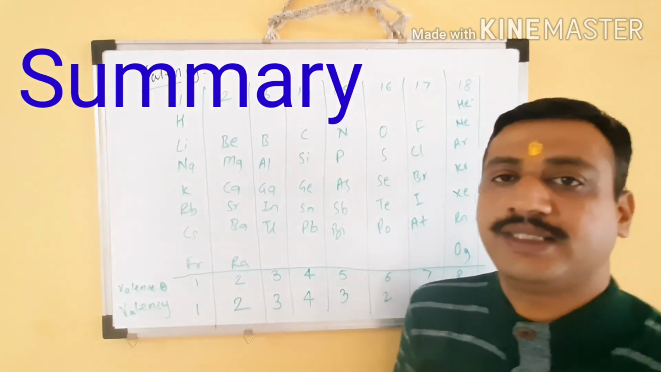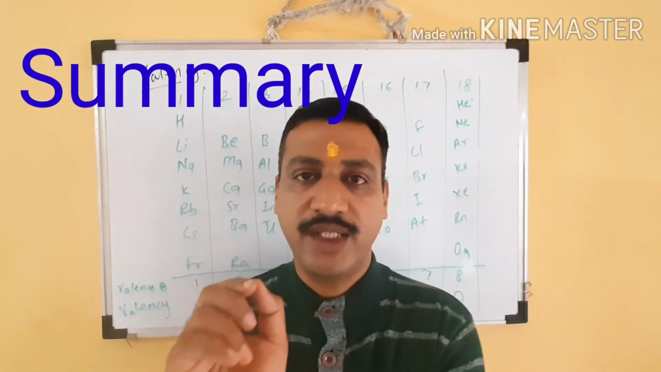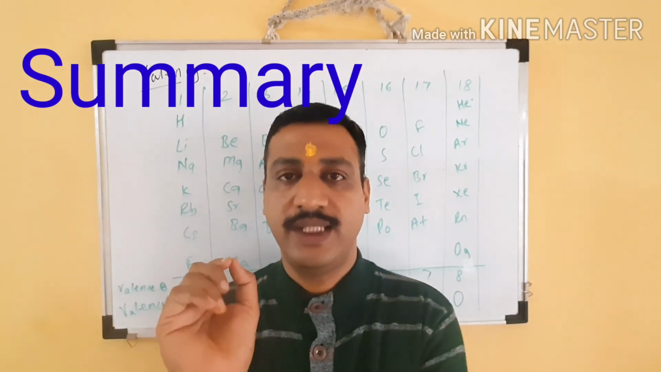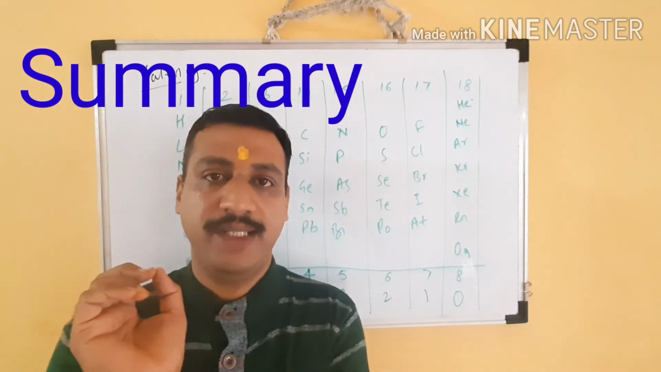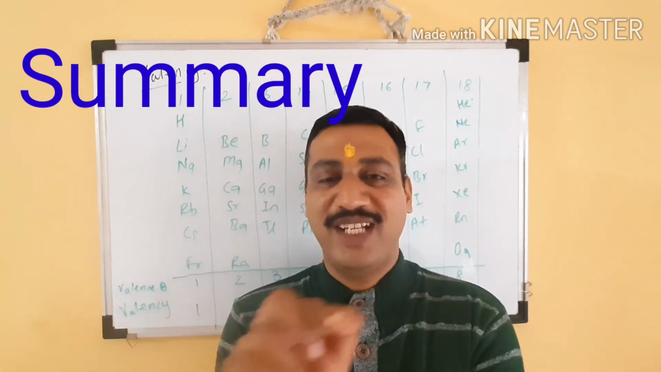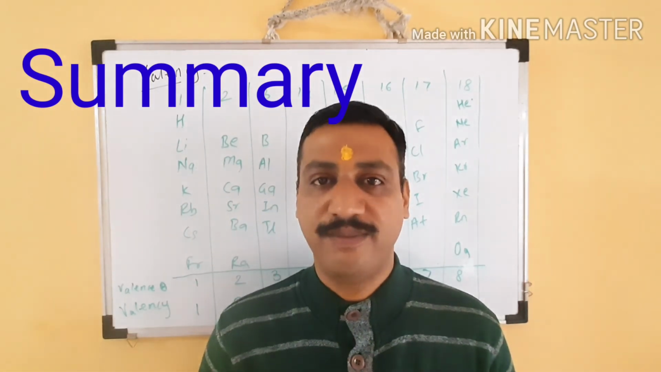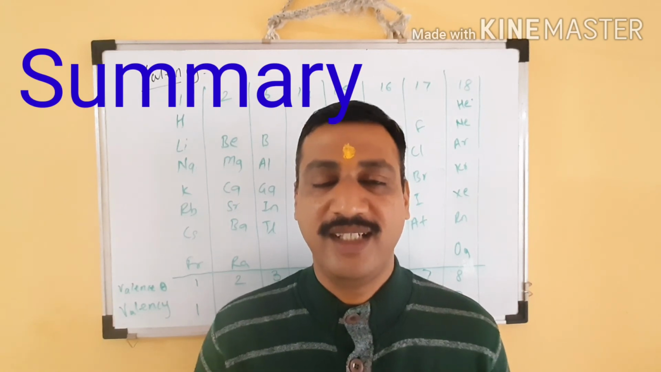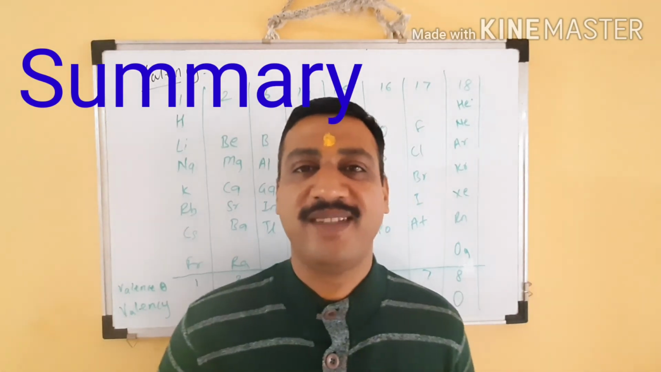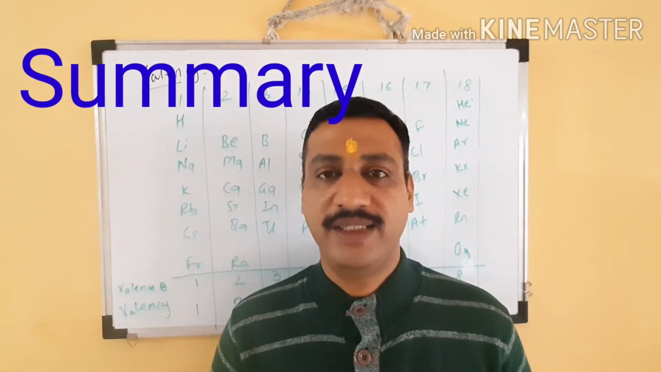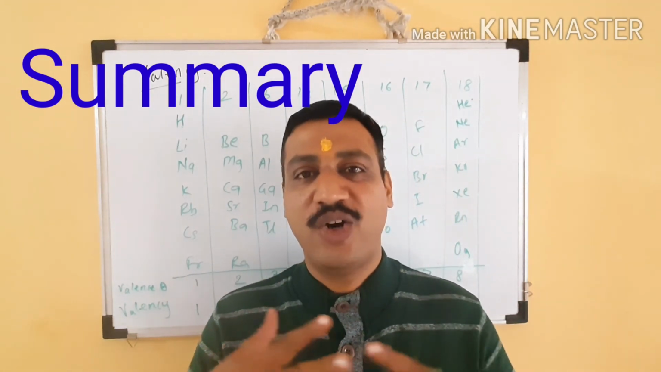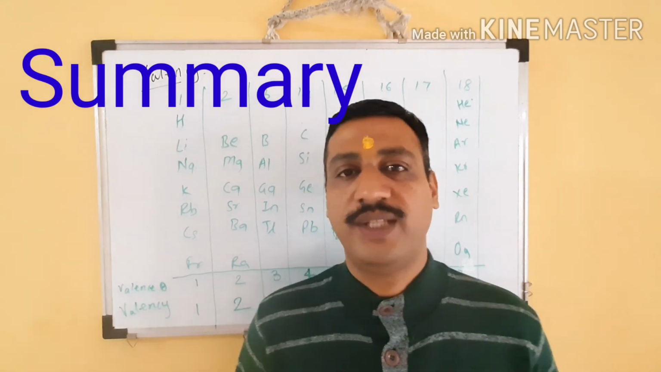So let's summarize the things. First of all, what we learned today: the combining capacity of an element is known as valency. Hydrogen is considered as a standard reference for determination of combining capacity. Secondly, the number of bonds formed by an atom of an element in a given molecule or compound is the valency. We saw examples of H2O, NH3. That number of chemical bonds is the valency. And the third advanced definition is the number of electrons lost, gained or shared by an atom of an element. So that is the valency.